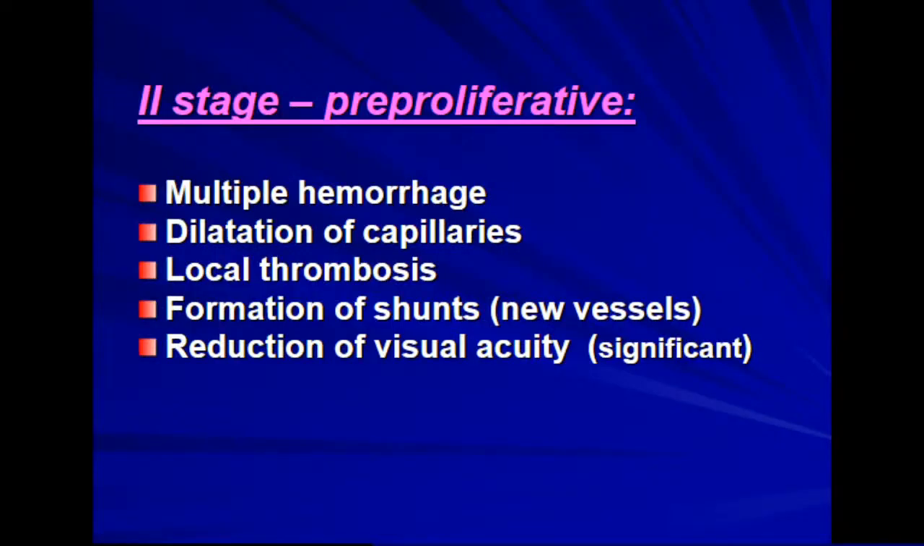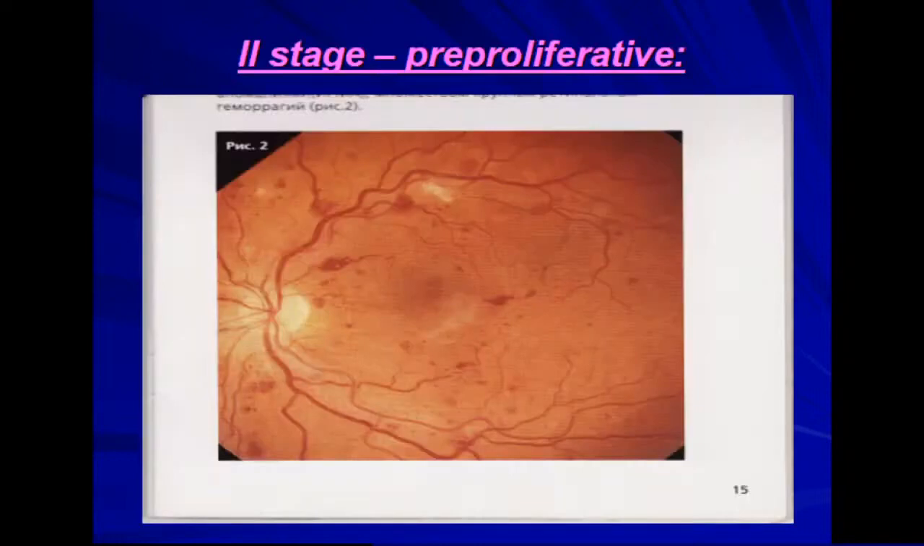Second stage, pre-proliferative. Multiple hemorrhage, dilatation of capillaries, local thrombosis, formation of shunts, new vessels, reduction of visual acuity significant. It's a second stage pre-proliferative diabetic retinopathy.